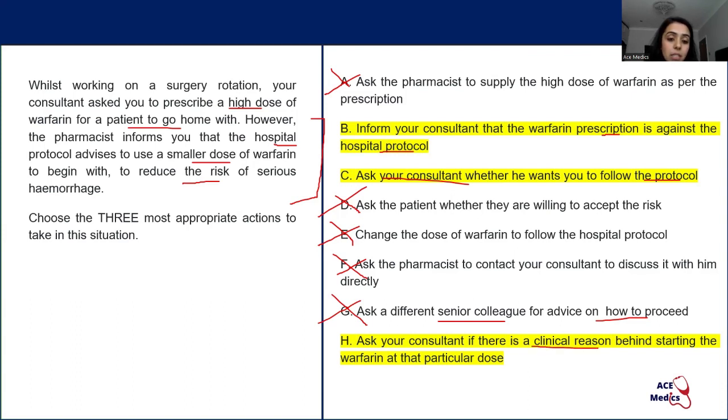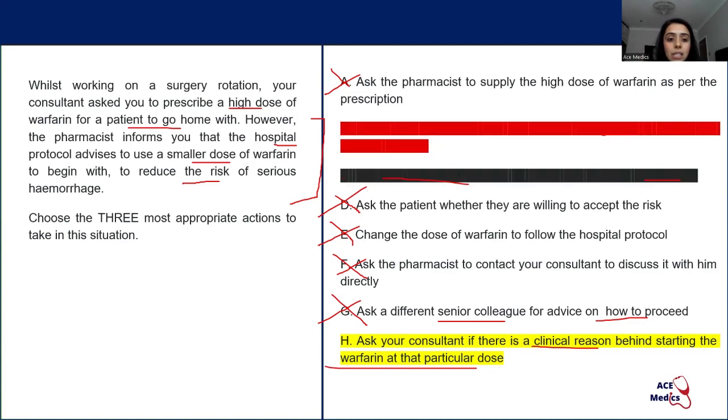Okay, now lastly, a really good response is to ask your consultant if there is a clinical reason behind starting the warfarin at that particular dose. Now, the reason being is because this will generate a clear, open discussion, and it will mean that you will also find out about why this dose is needed, and it's a good learning point for you, so that in the future, if this happens again, you perhaps could let the pharmacist know, or if the consultant has made a mistake, this can be easily rectified in the future.